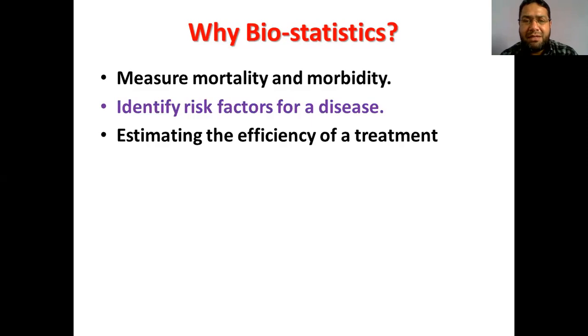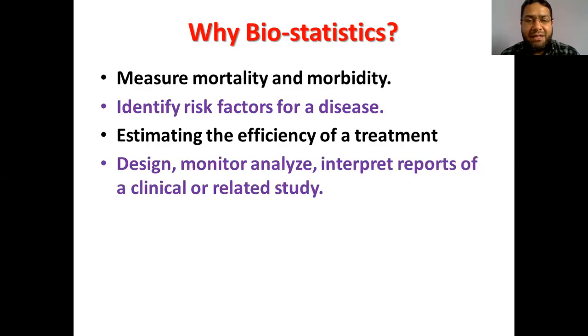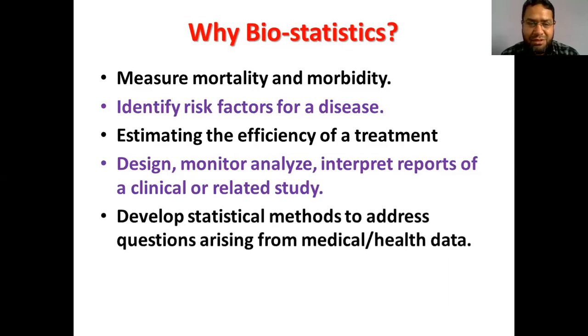Like in news, you are currently seeing the efficiency or efficacy of the COVID-19 vaccines. It is around 95%. How has it been measured? Again, we have collected the data and then estimated the efficiency of this treatment. Then we design and monitor, interpret reports of a clinical or a related trial. For example, we want to study the effect of a particular drug in a certain district. So we design our studies, then we monitor, analyze, and interpret the reports, and then devise our future strategy.